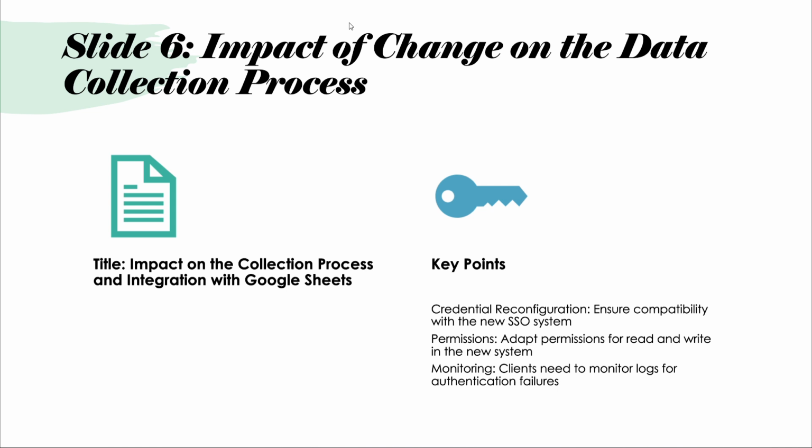With the introduction of OH&S, the following precautions should be considered: credential configuration, permission, and monitoring. So looking at the credential configuration, this is where the customers are to upgrade their Google Sheets or their spreadsheet to be compatible with the company's platform so that they can easily access or upload their data onto their platform.